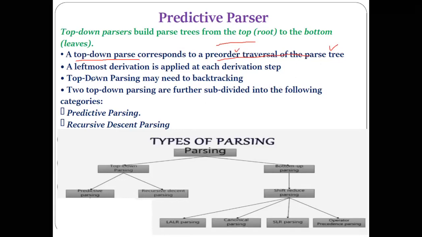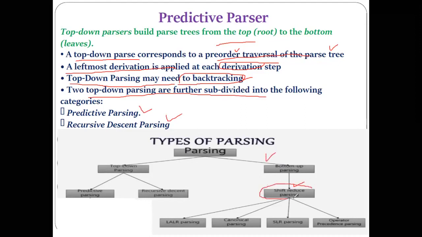So we apply leftmost derivation at each step when we derive a particular string. There are various types of top down parser. Some of the top down parsers require backtracking, and some don't need backtracking. What exactly backtracking is, we have seen in the physical lecture. This top down parser is divided into two main categories: first is the predictive parser and second is the recursive descent parser.